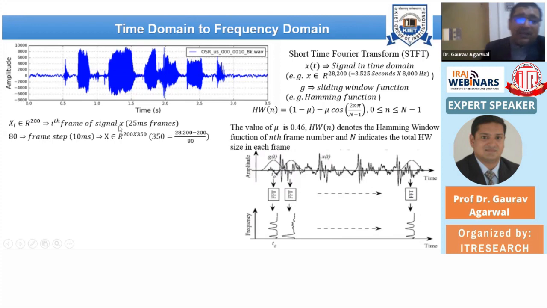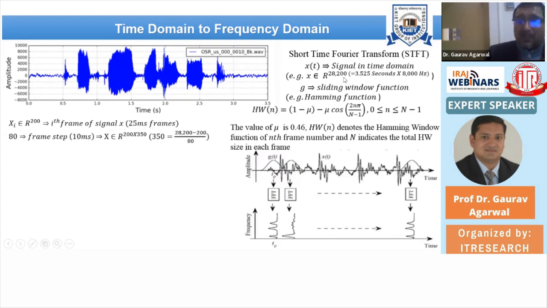But if I apply this to the complete signal, then two consecutive triangles are overlapping each other. This overlapping is called the frame step or step size. Here, the overlapping is of 10 milliseconds. Again, 10 milliseconds multiplied by 8,000, so the domain size is 80.